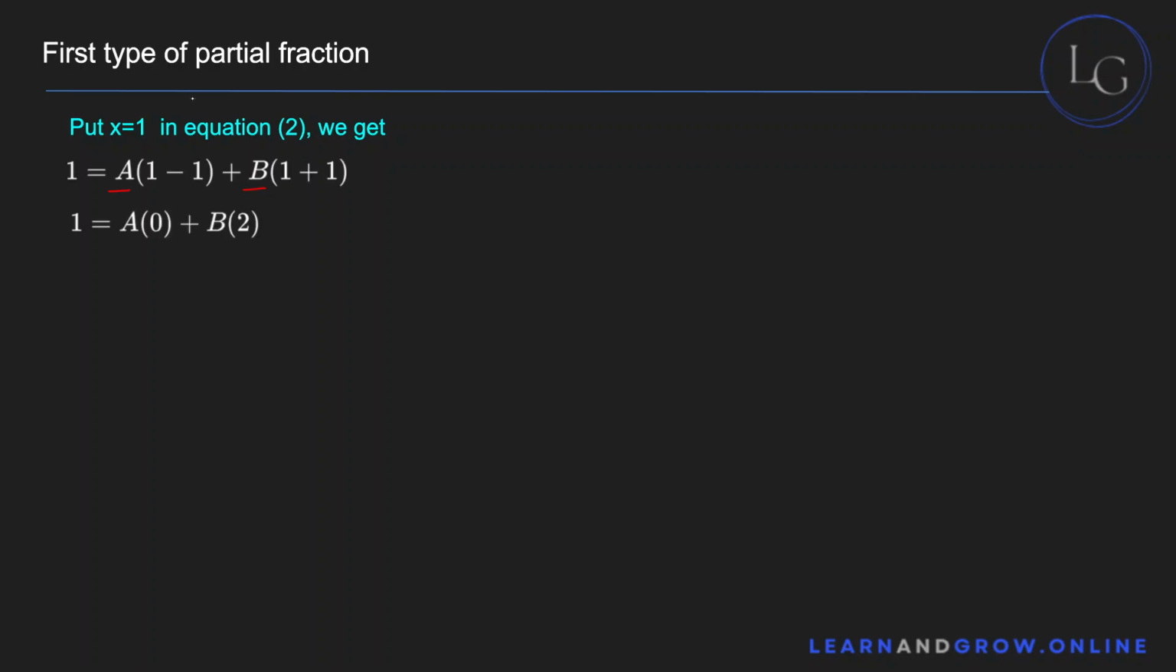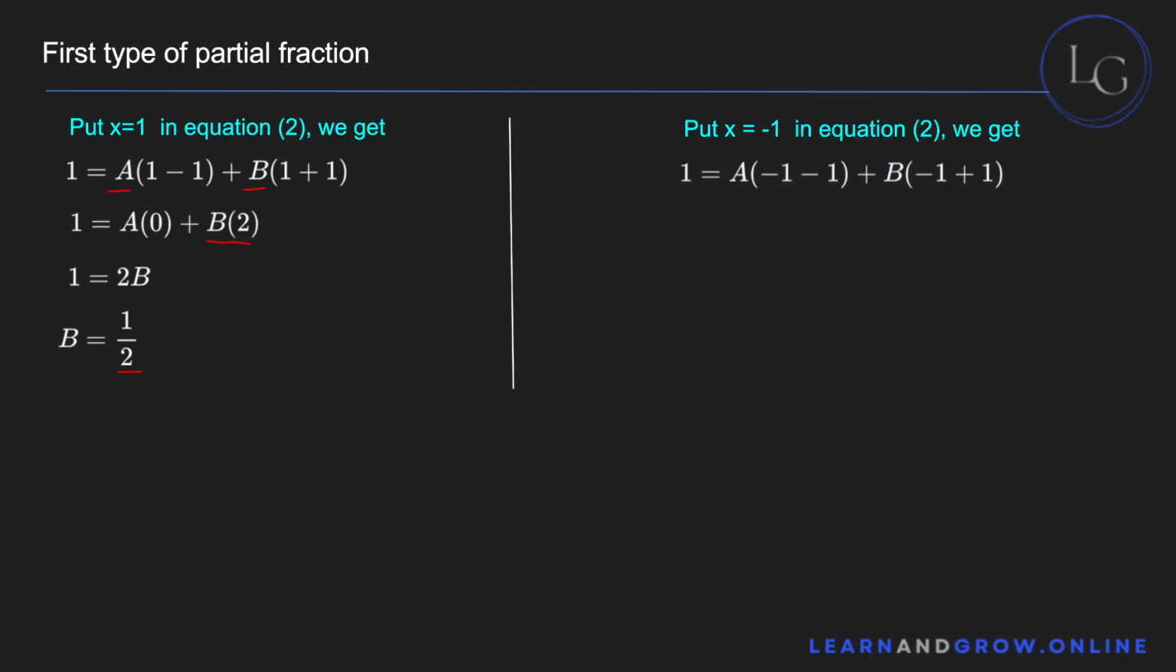When you do that, a will be multiplied with 0 and b will be multiplied with x plus 1, so 1 plus 1. So 1 is equal to b into 2. 2b is equal to 1, and hence b is equal to 1 by 2. Now you need to eliminate the b term in the next part, so that you can find the value of a.